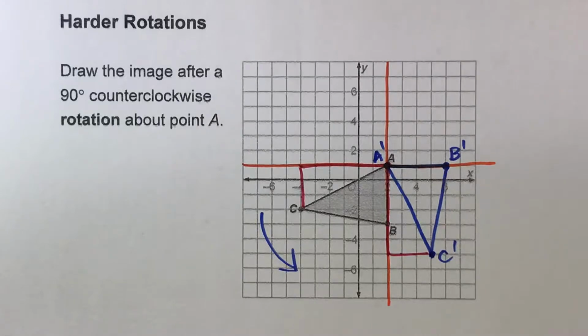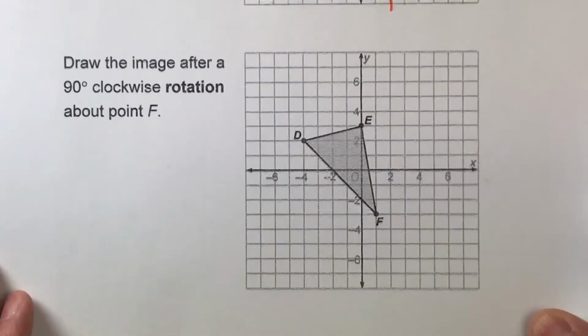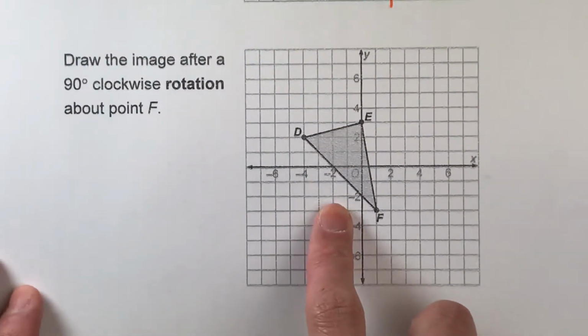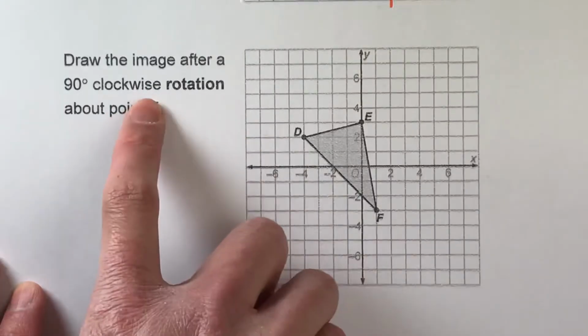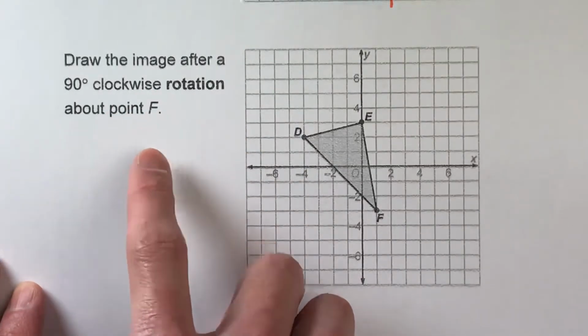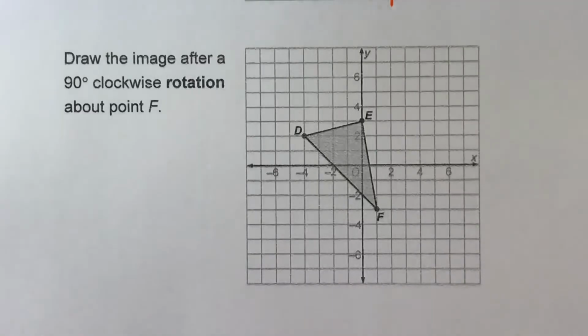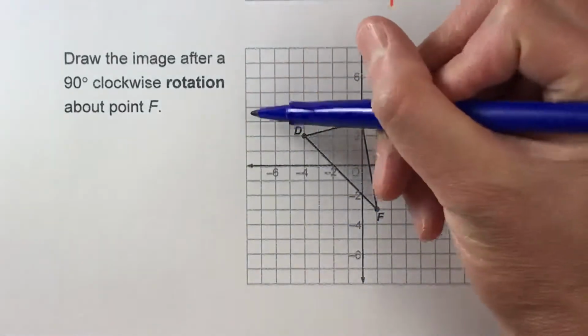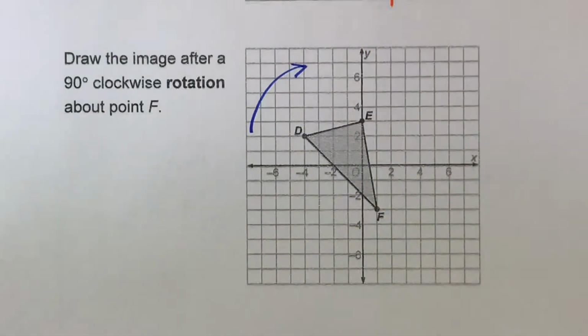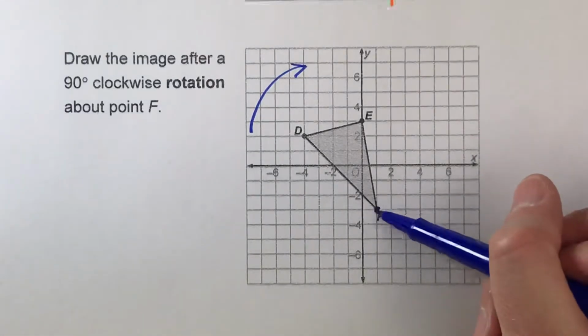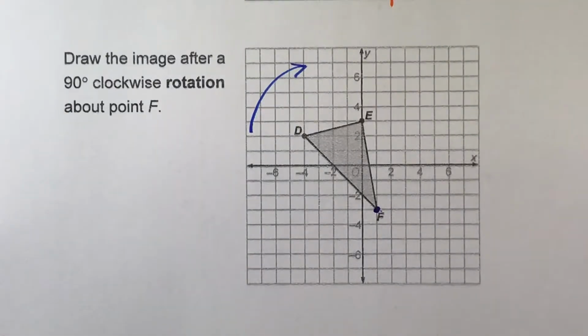All right, let's do one more example so we can make sure we understand this. Draw the image after a 90 degrees clockwise rotation about point F. So notice, this time we're going clockwise. So we're going this way this time. All right? And we're rotating around point F. That's that point right there.